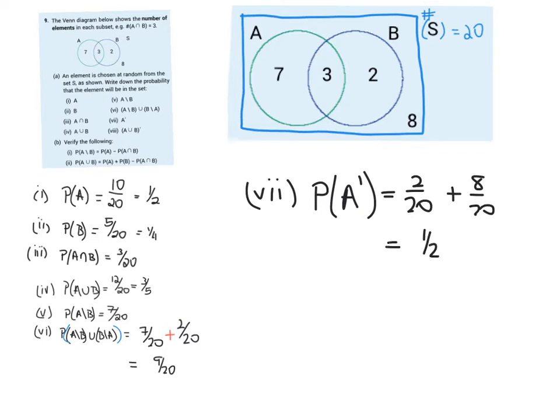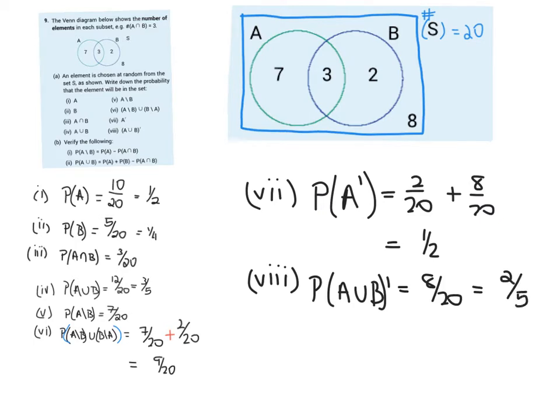And then lastly on this part, we have the probability of A union B complement. We can see A union B is 7 plus 3 plus 2, which is 12 out of 20, and everything that's not in those is the bit that's here in outer space. So that's 8 out of 20. Simplifying that, it is 2/5. Okay, so that's the first section done.